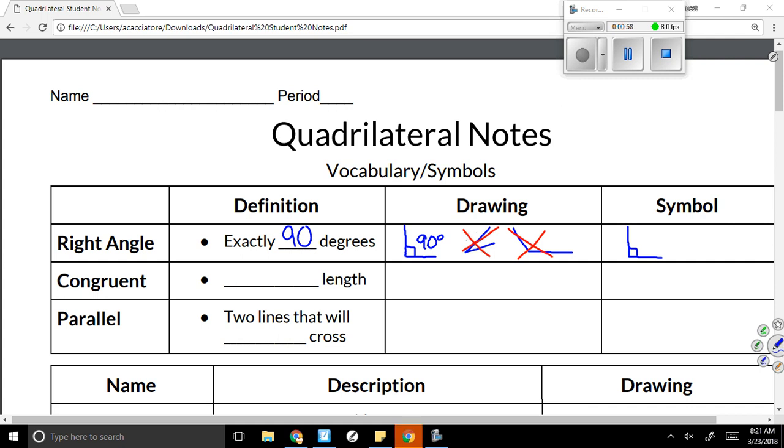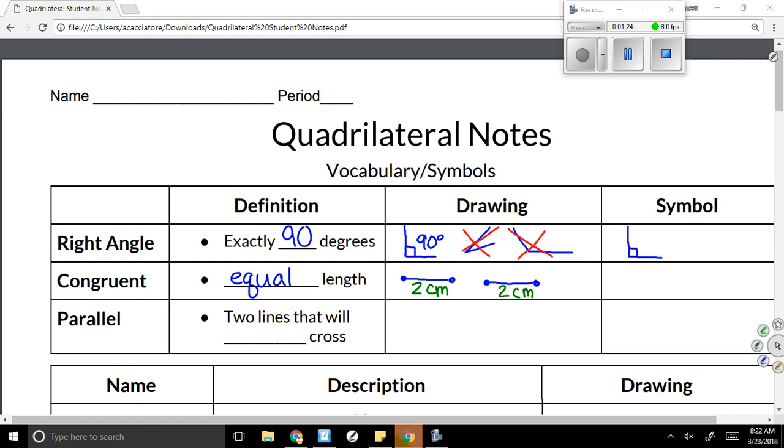Next up is congruent. Now, we learned about congruent when we were talking about proportions. Remember, anything that is congruent has an equal length. So, for example, if you have two line segments and they are both labeled 2 centimeters, those line segments would be congruent.